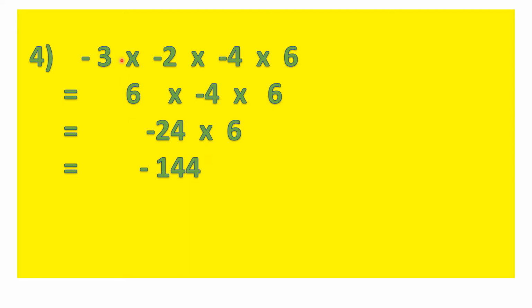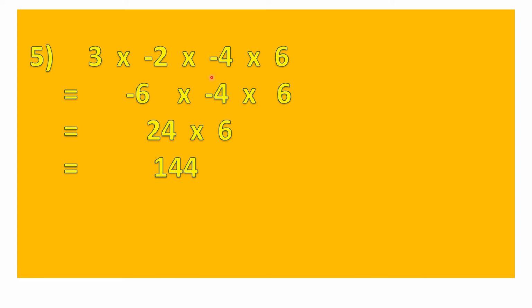Right? So let's follow. 3 into 2, 6. Minus into minus, plus. Minus 4 written as it is. 6 written as it is. Now next 2 numbers. 6 and 4. 6 into 4, 24. Minus plus minus. Next number written as it is. Again 2 numbers. 24 into 6, 144. Minus into plus, minus. So you get minus 144 as your answer, right? Now let's look at few more examples.